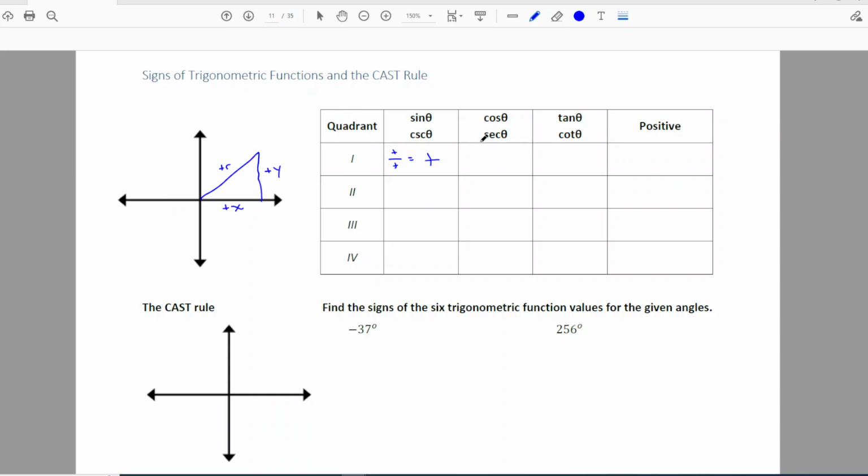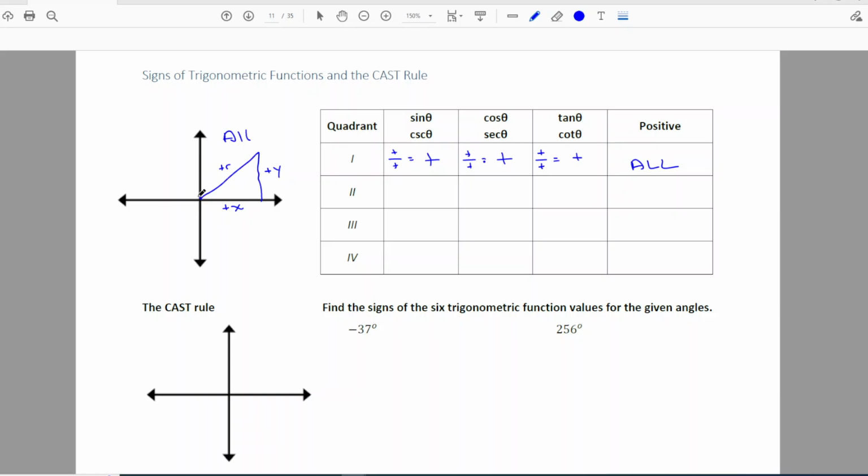If I was to look at cosine and secant, it would be x over r or r over x, but it would be a positive over a positive, which would also be positive. If I looked at tan, it's y over x, or opposite over adjacent. So again, it would be positive over a positive, and so everything would be positive. In other words, in quadrant 1, all of the trig ratios are positive. And that's because there's nothing to make them negative.